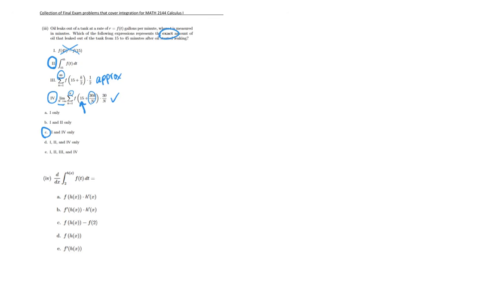Okay, so for the next one, I'm asked for the derivative of h. Okay, so this is the fundamental theorem of calculus part 2 with the chain rule. So it's going to be f of h of x times h prime of x. So that's part A.